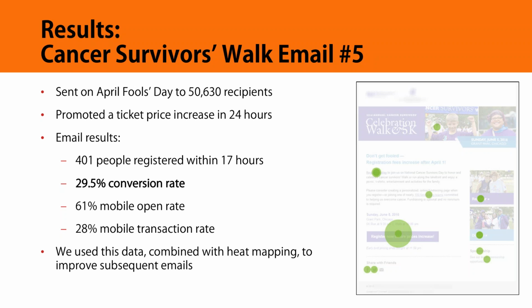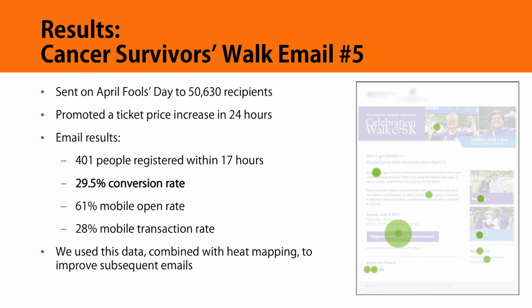We also look at the difference between a mobile open rate and a desktop open rate to see who's opening the emails on their phones. And we're going to talk a little bit more about the importance of optimizing your emails for mobile responsiveness. So we saw that 61% of people who received the email opened it on their phone. However, only 28% of people who completed the form did so on their phone. So we noticed with these results a discrepancy between people who opened the email on their phone and a smaller number of people who completed that transaction.